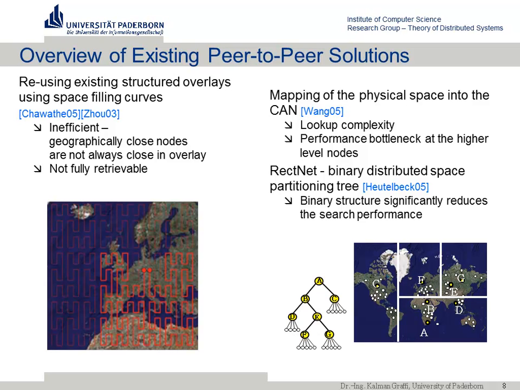What could also be done is to take CAN to implement some physical mapping. So the geographical position could also be somehow related to the node's position in CAN. But CAN wasn't so performant in terms of the lookup complexity, so it still had this square root inside. There are also different solutions, like for example RecNet, which uses a binary distributed space partitioning tree, so it always divides the space in two parts. We will see how this can be done better.